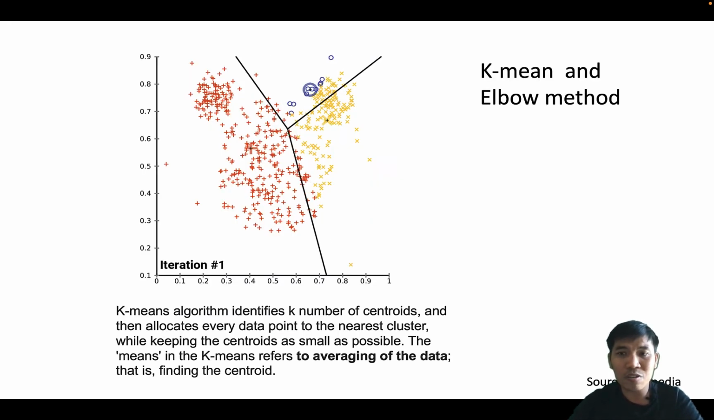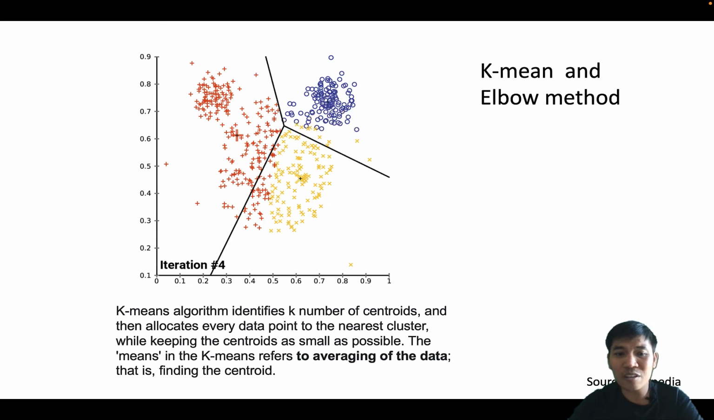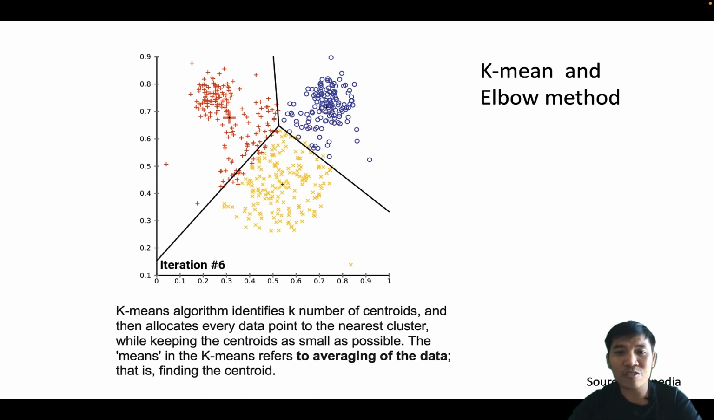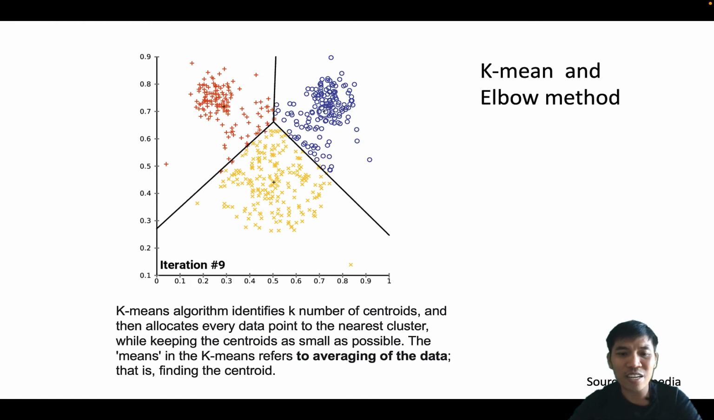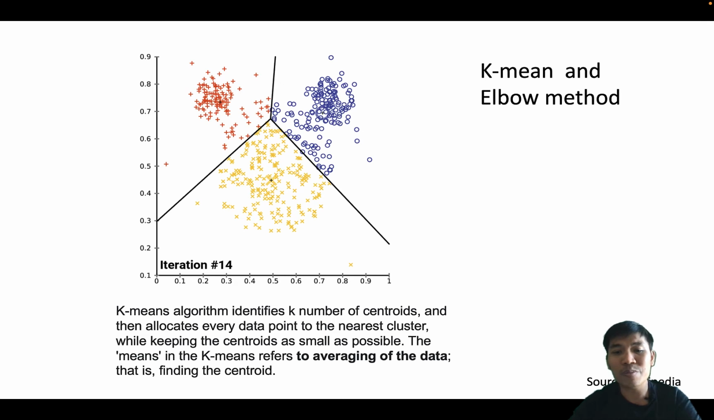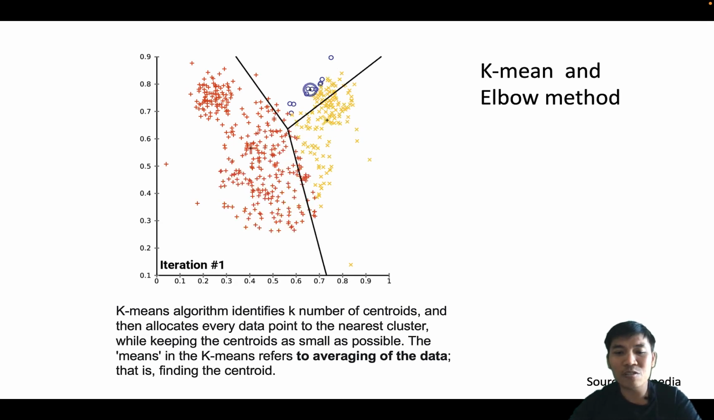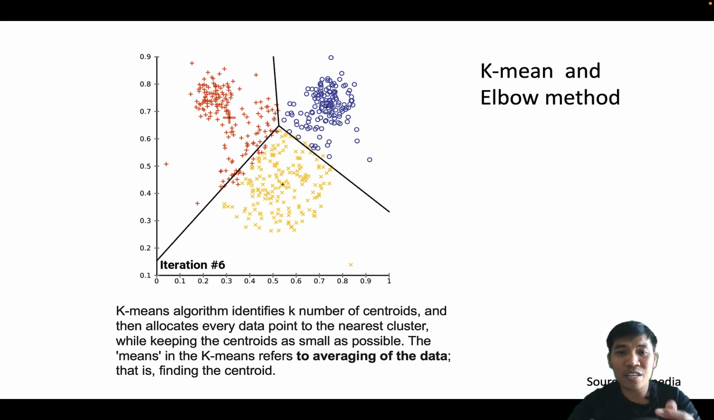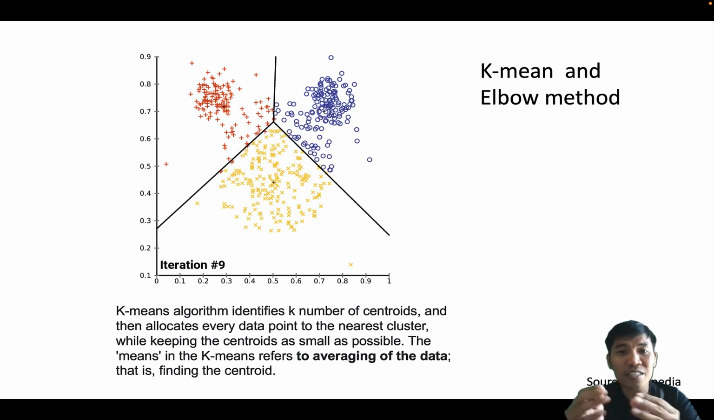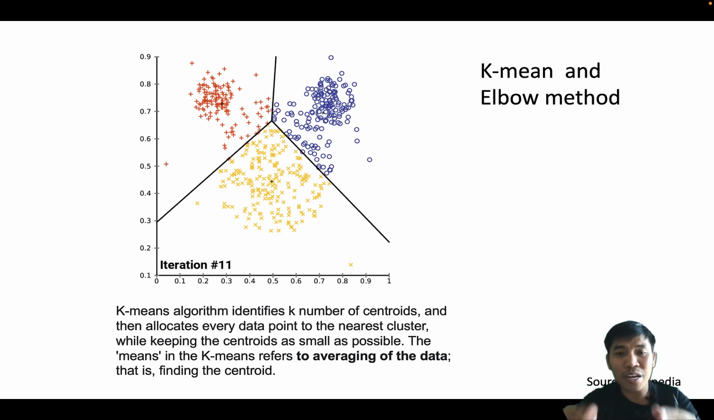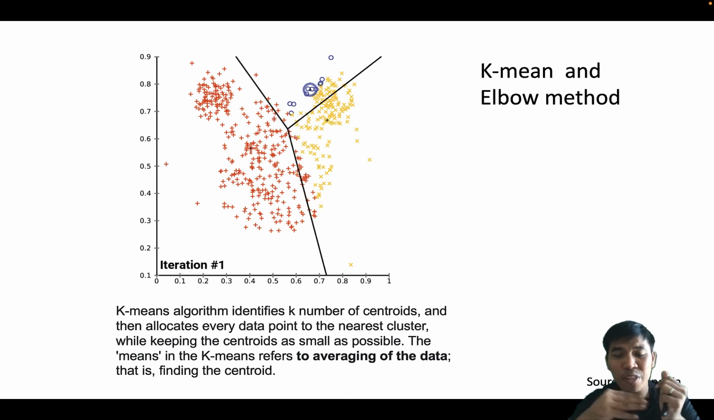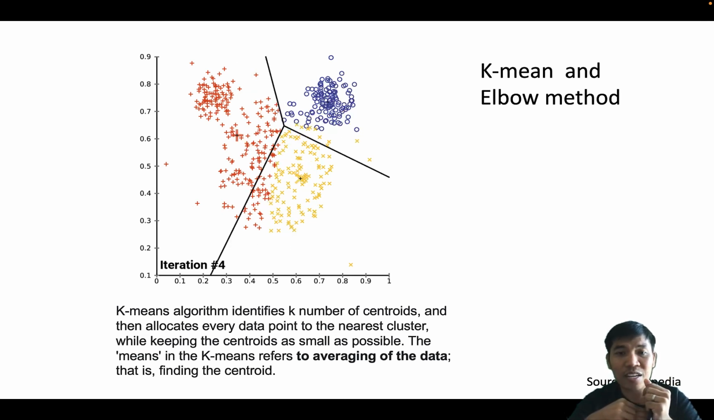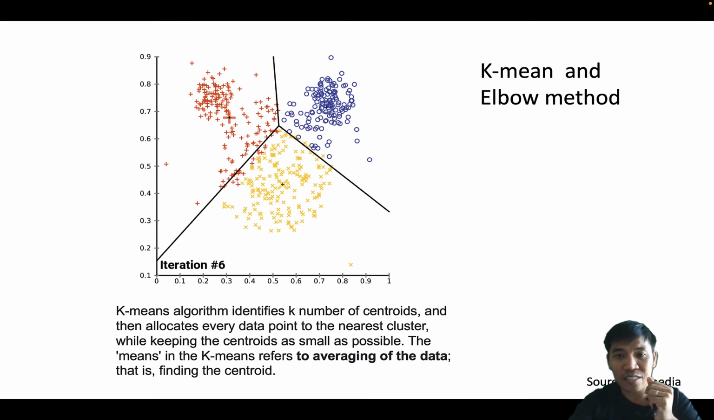So we use so-called K-means. K-means is an algorithm that identifies K number of centroids. You check the centroids and allocate every data point to the nearest cluster, keeping the centroids as small as possible. The means in K-means refers to averaging the data, that is, finding the centroid. So this means they try to change the centroids to find the best classifier of the data. So I use K-means and the elbow method to classify the soil data.